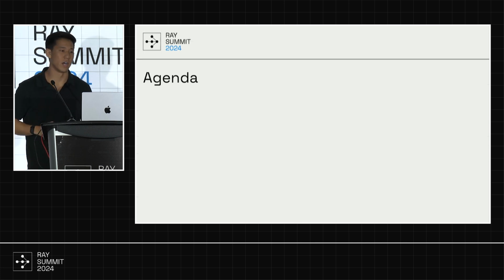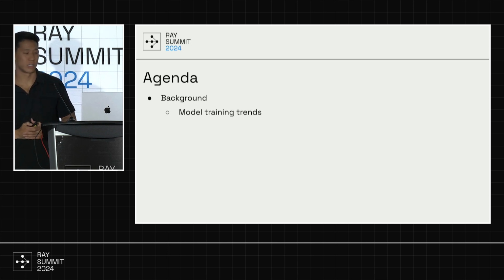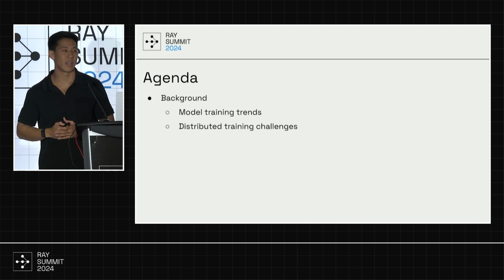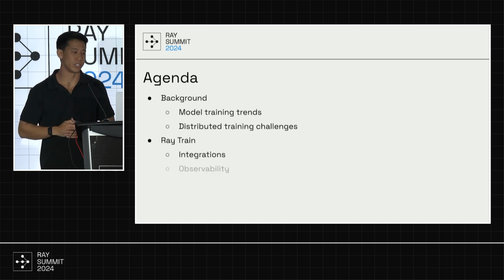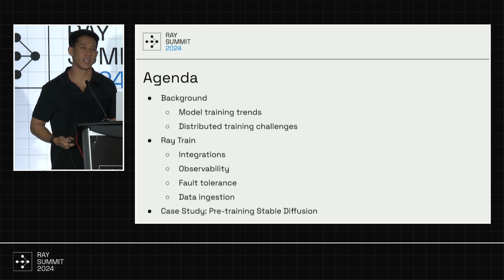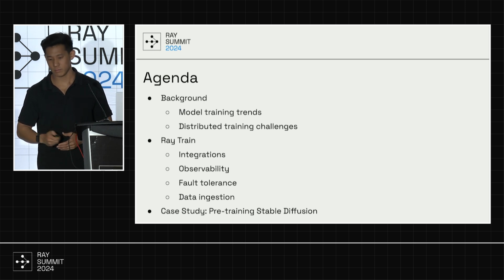So the agenda for this talk, I'll start by giving a little bit of background in some of the model training trends in recent years, and then transition into talking about the challenges that we're seeing in distributed training today. With this, we'll transition to an introduction of Ray Train and go over how it solves the challenges in distributed training, namely through Ray Train's integrations, observability, fault tolerance, and data ingestion capabilities. To wrap it up, we'll do a quick case study and review how we did pre-training with Stable Diffusion with Ray Train. Let's get started.